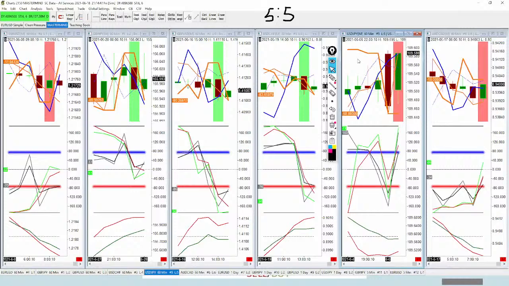Here on the USDJPY, same thing. We've got a flat, and it's negative 50, and we're looking to take a sell trade.